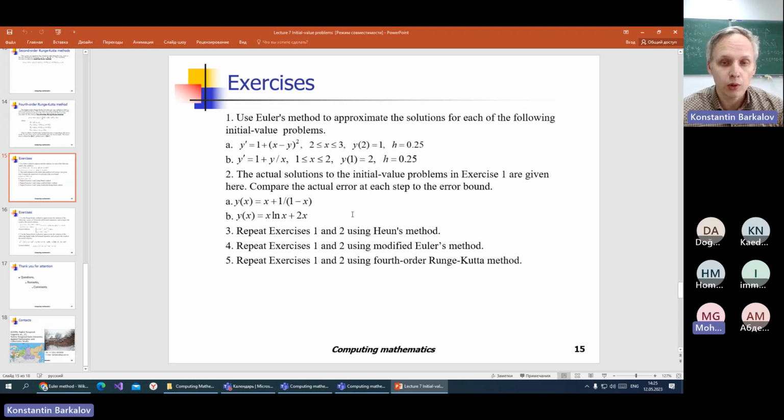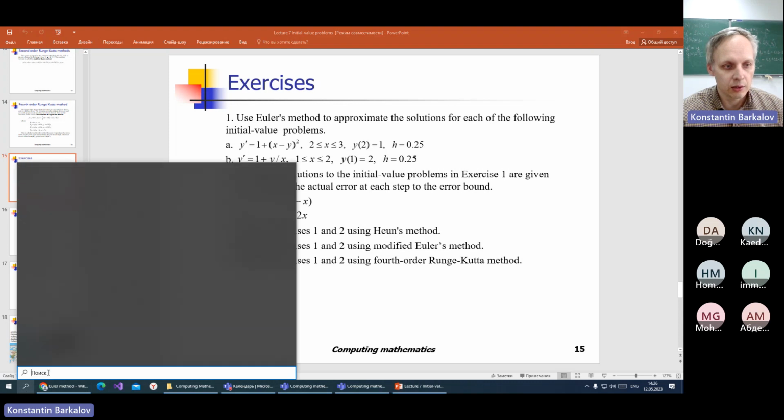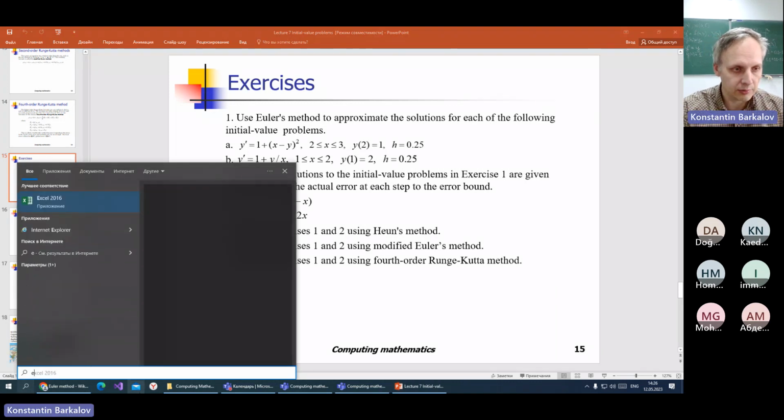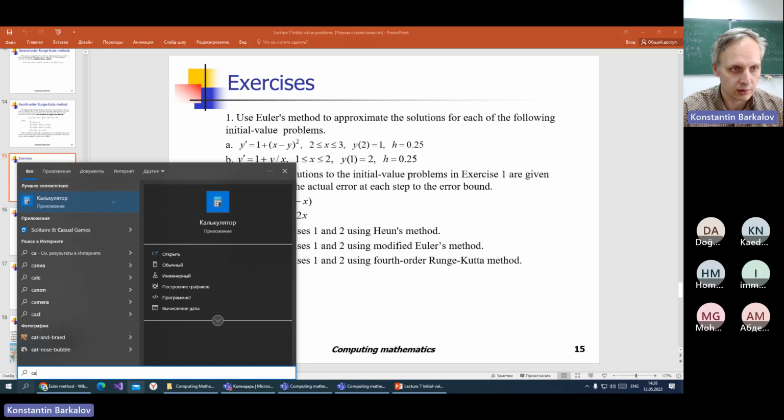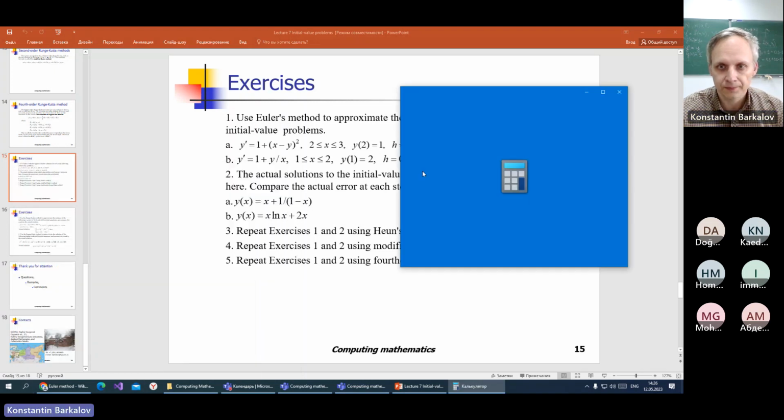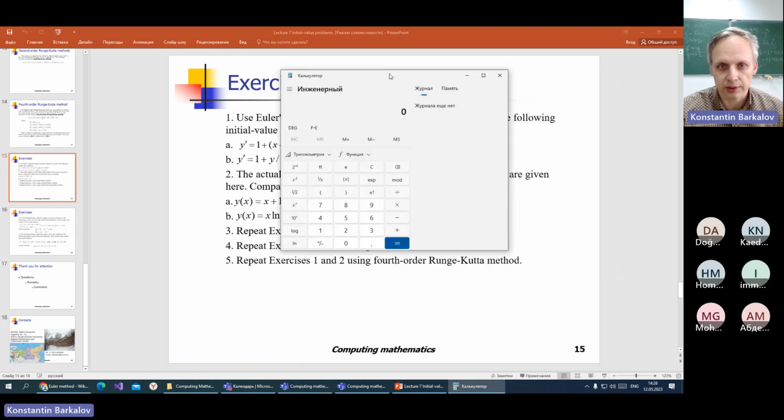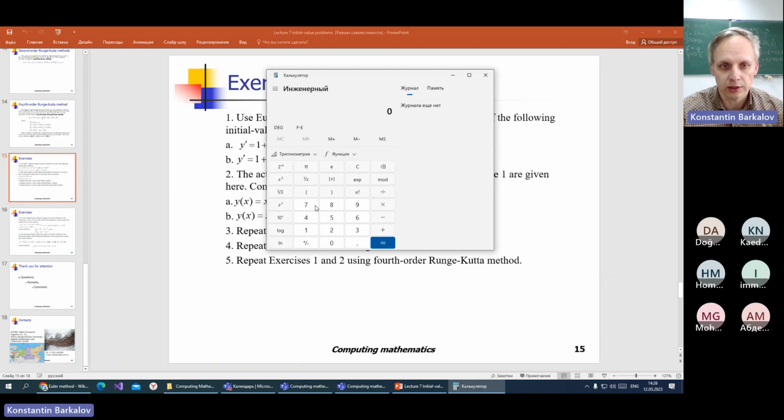Very important question: what will be the error of our computations? What is error? Error is the difference between the approximation and the real solution. How to find this error? Only numerically. For example, in our case, let me start the calculator. Just as a simple example, I show it to you in the calculator.